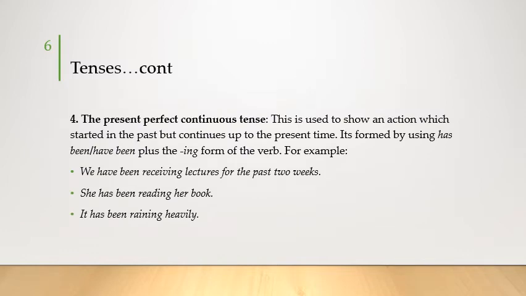Number 4, we have the present perfect continuous tense. This is used to show an action which started in the past but continues up to the present time.